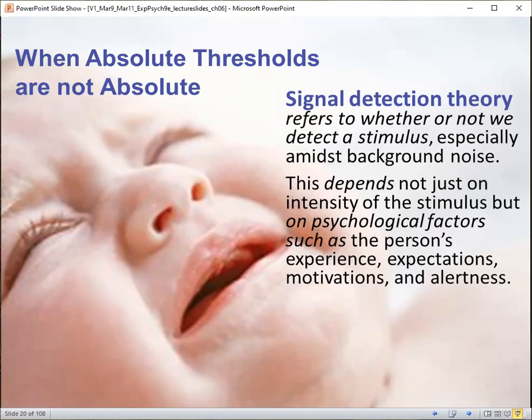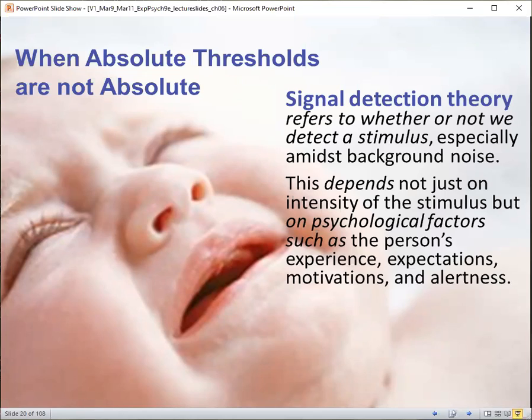It depends not just on the intensity of the stimulus, but on psychological factors such as the person's experience, expectations, motivation, and alertness. For example, we have a little picture of a baby here. Parents of newborns can detect a faint baby's cry that others would not, because it doesn't stand out from the background noise. So that could be the air conditioner or the heater or the fan going on, and then you have the baby in another room who's crying.